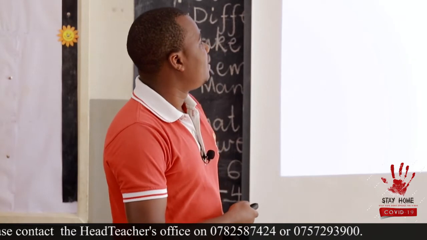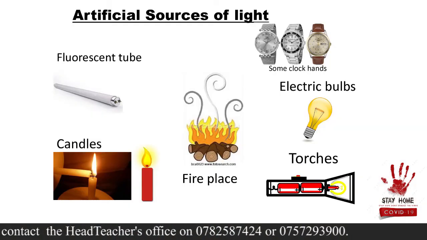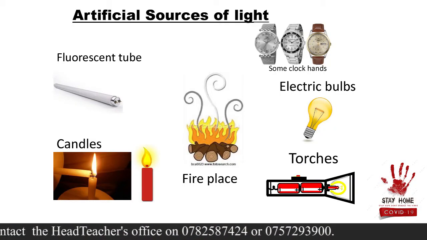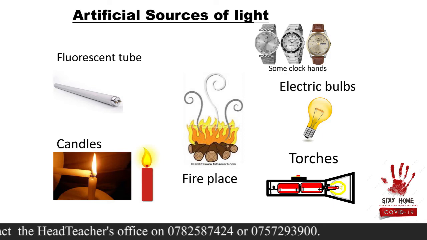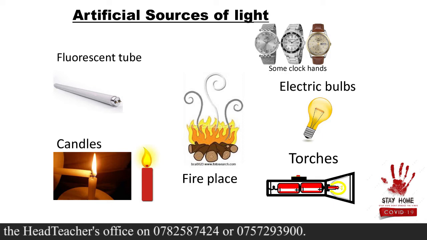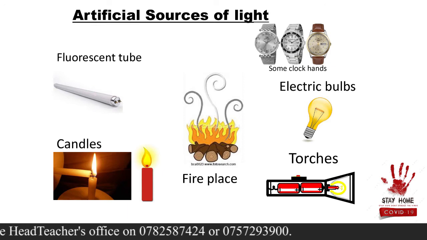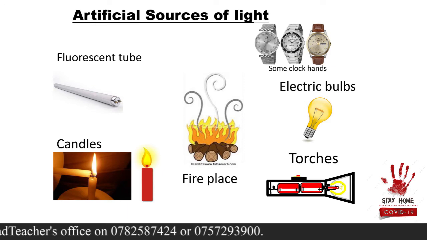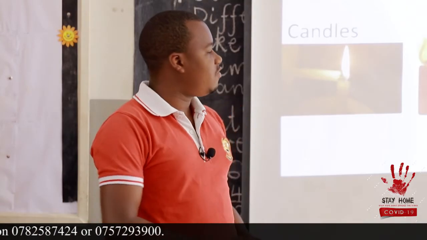We move. I have collected some pictures of those artificial sources of light. So you can have a look at these pictures. We have electric bulbs, we have torches, we have fireplaces. Fireplaces was missing in my list, so we can add it there also. We have fluorescent tubes. It was also missing on my list. You can put there. I said there are many. So we have candles here. So those are some of the artificial sources of light.